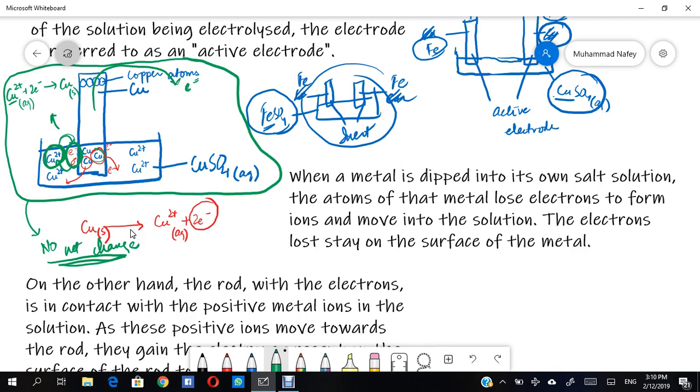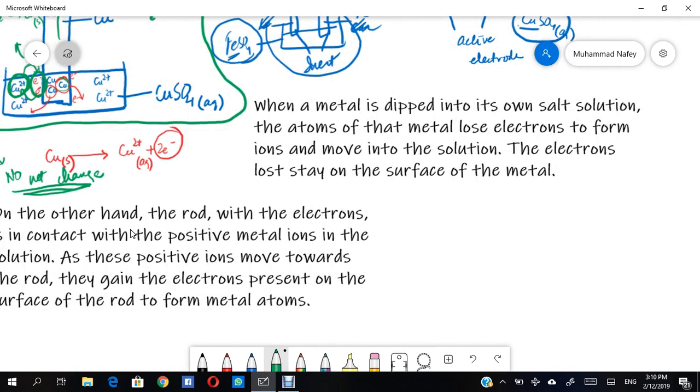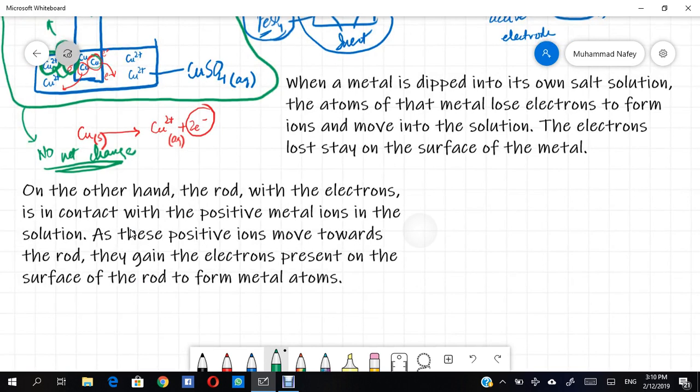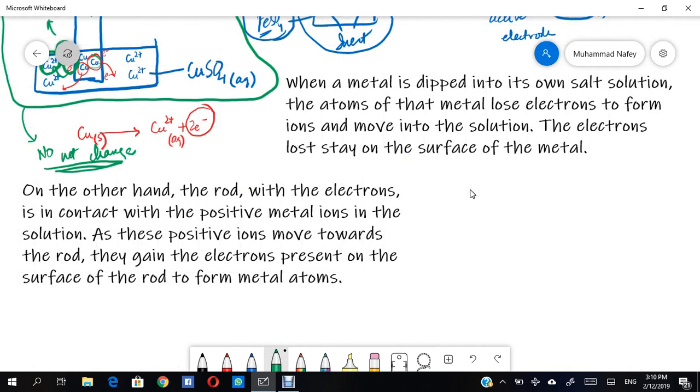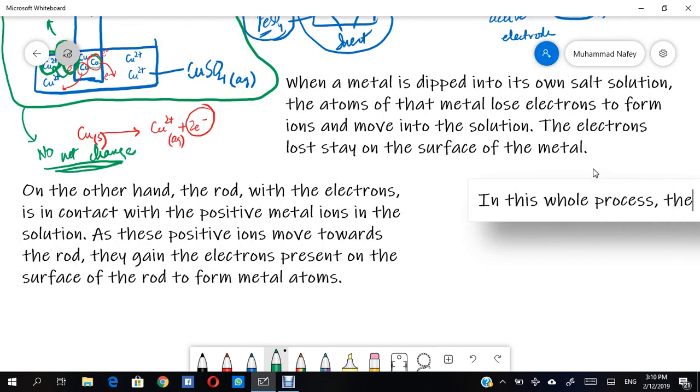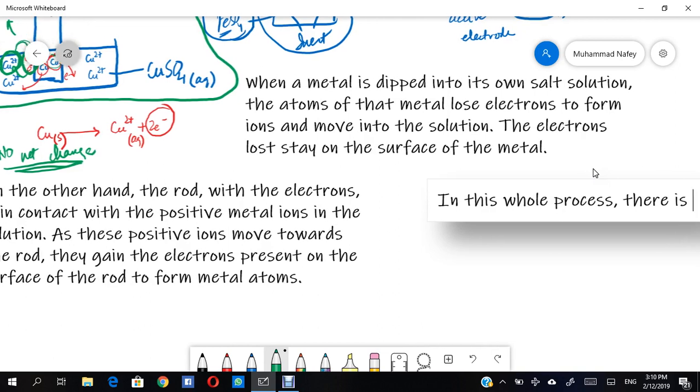However, if we provide, as I just said, and I'll write this down here, in this whole process, there is no net change.